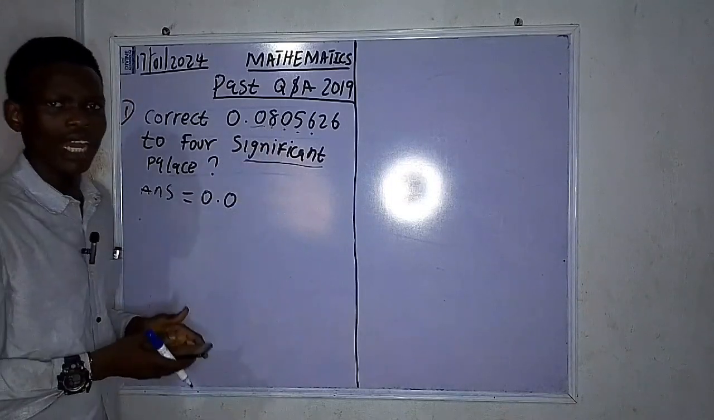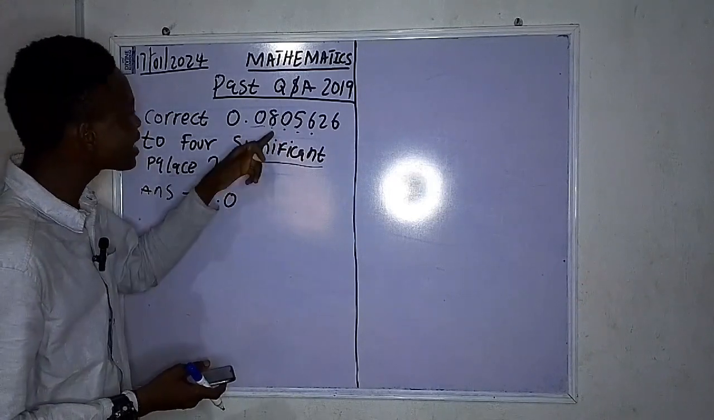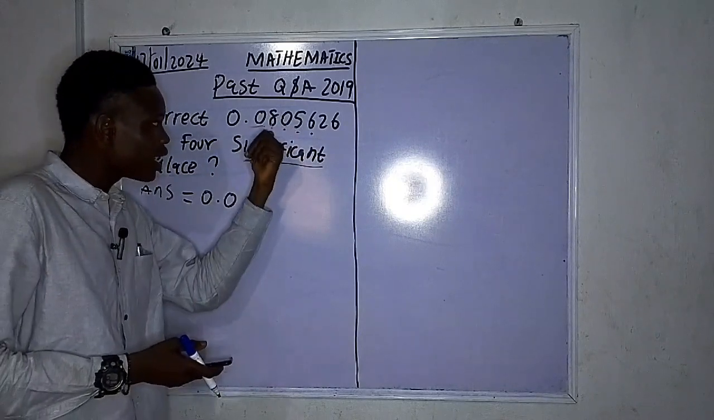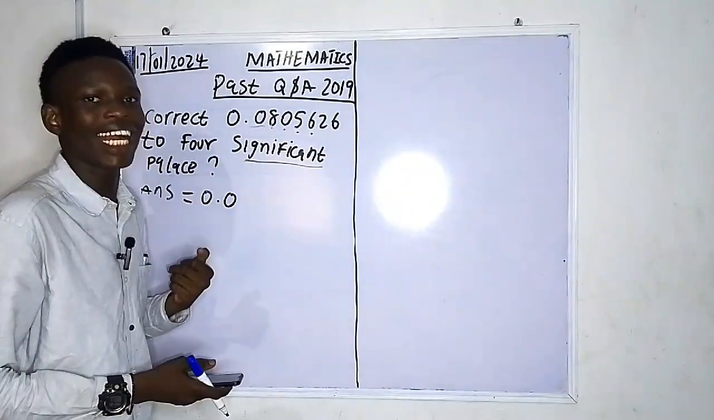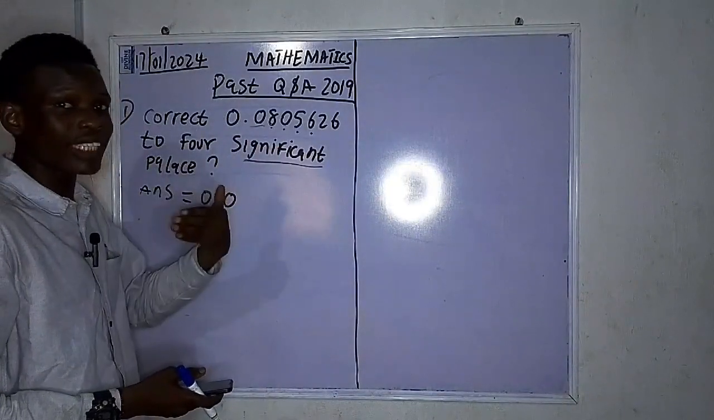Now, my students were asking me, so why did I take this 0? You know why? Because it has come after a real number, so it can be called a significant number. But once it is the first number you see there, leave it.